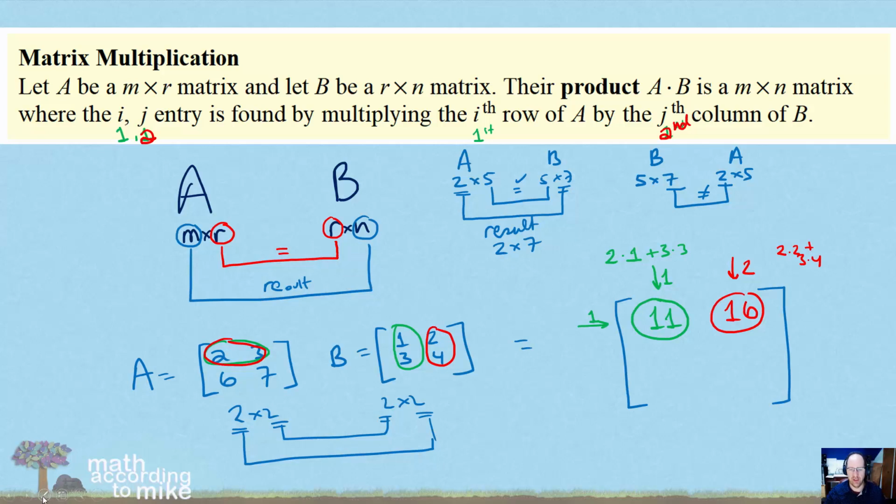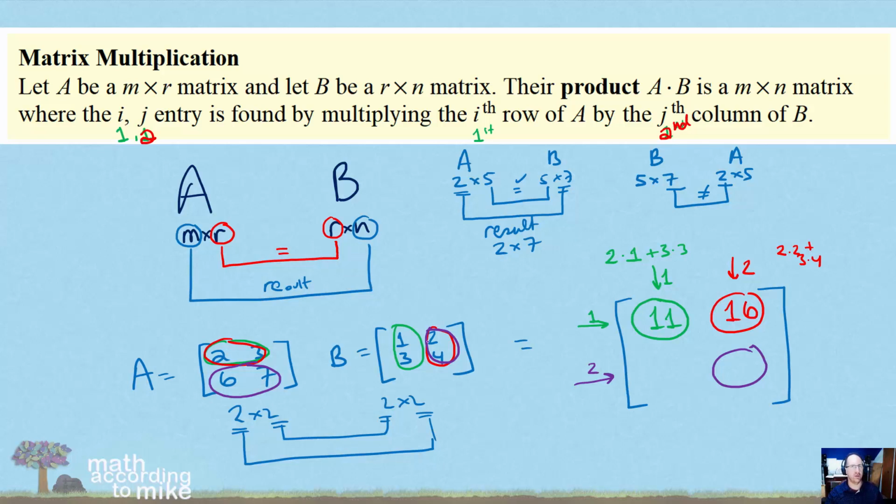And then we continue. I don't want to do too much in this video because I have some examples for you. So just to skip ahead, if we wanted to find this entry here, what row is it in? It's in the second row. What column is it in? It's in the second column. So we would multiply the second row of the first matrix by the second column of the second matrix. Multiply corresponding entries and add.